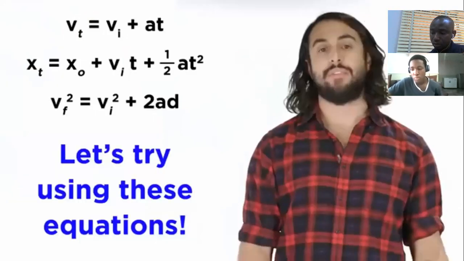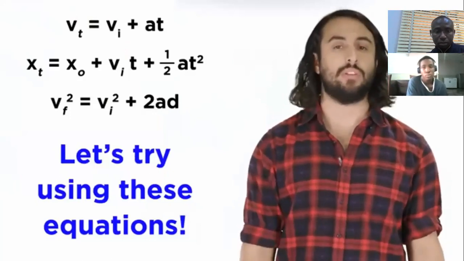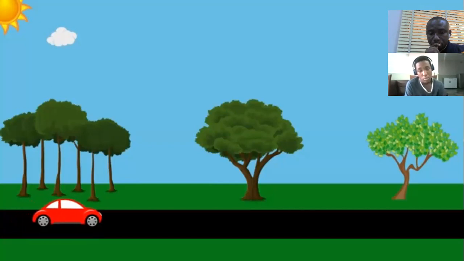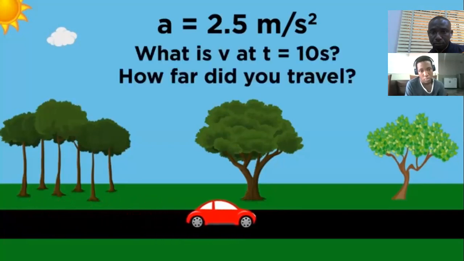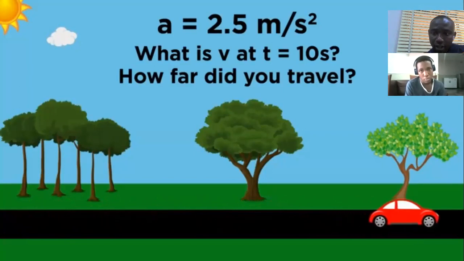Now that we have these equations and know what all the variables mean, we are ready to apply them to real examples of motion. Say you get in your car to drive to the supermarket. While at rest, you place your foot on the gas and apply a constant acceleration of 2.5 meters per second squared. What will your velocity be after 10 seconds, and how far will you have traveled in that time? Okay, I want you to solve this.